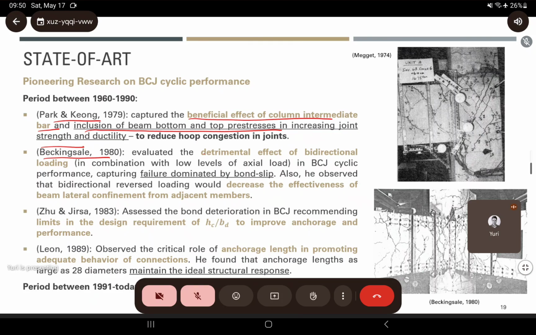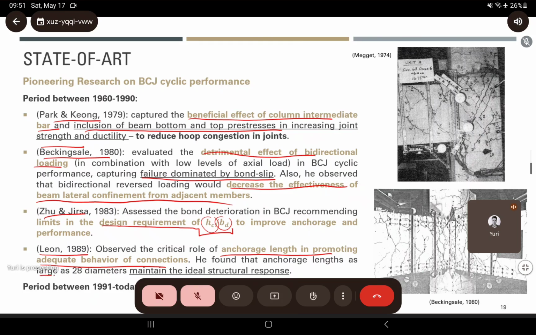Banking sale, they observed the detrimental effect of bidirectional loading, which is very important in relation to failure dominated by bond slip. And also bidirectional load decreases the effectiveness of lateral confinement, which is very important. Zhu and Girsa also observed the design requirements of this relation, column depth through beam bar diameter. And Leon observed that anchorage length is very important in maintaining the ideal response of connections.